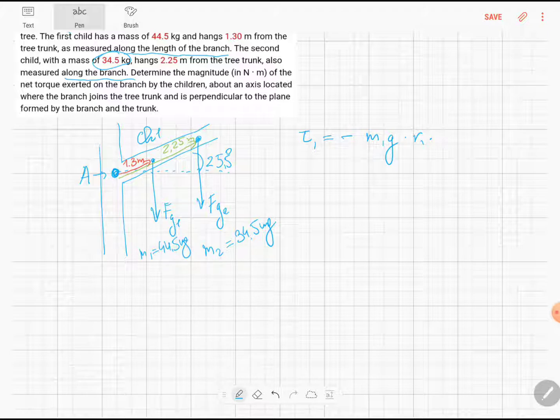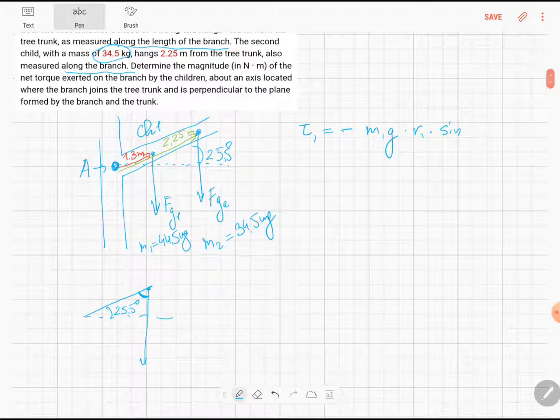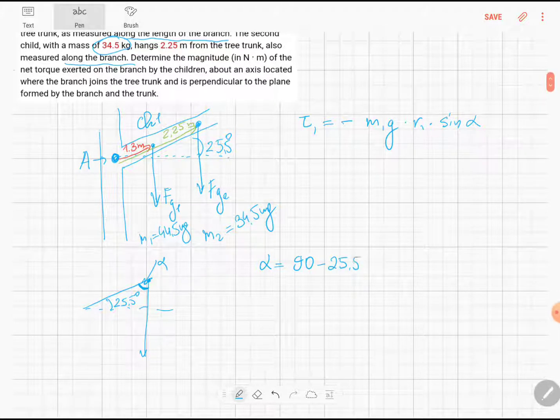Okay, so this length. And the direction of the force. Let me redraw this. So it is that and this, if we know that this is 25.5 degrees. What we want to find is this angle. It will be sine of this angle, let's call this angle alpha, sine of alpha. So alpha is 90 degrees minus 25.5 degrees.